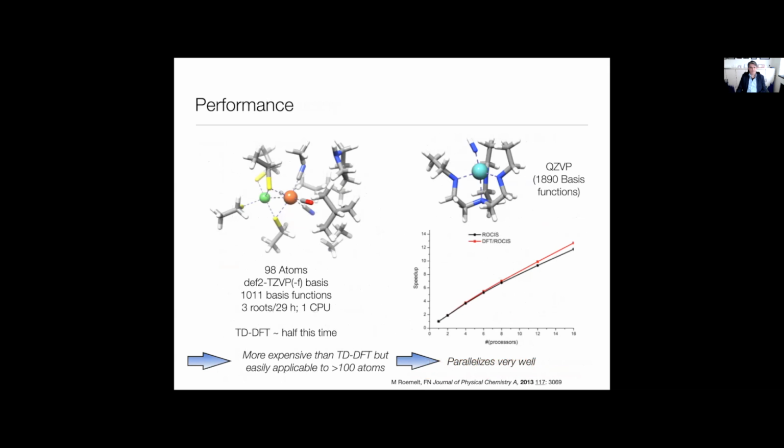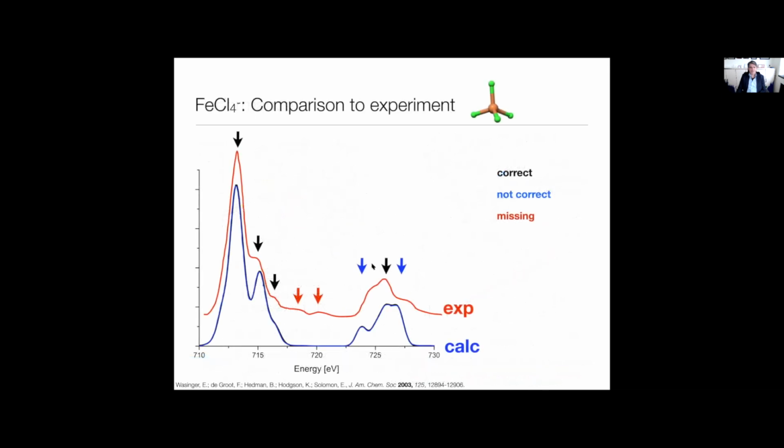You can calculate somewhat large-ish molecules. As I said in the introduction, it was 100, 150 atoms maybe. By now we have the so-called PNO-ROCIS method that can go further, and that basically gives the same results. But the nice thing is now you can actually calculate transition metal L-edges. Here is the example of ferric tetrachloride, and the agreement between theory and experiment is pretty good, so you get all of the principal features, but a few features are in the experiment that are missing.